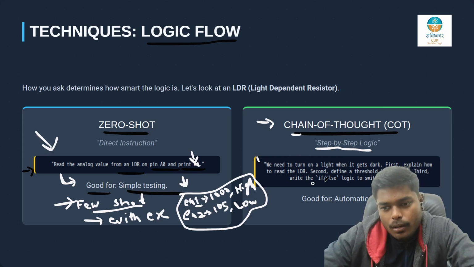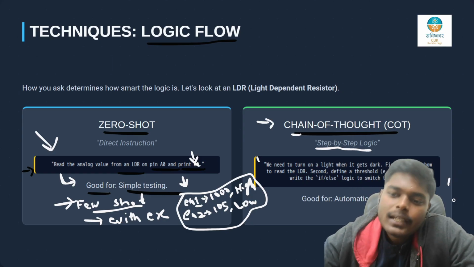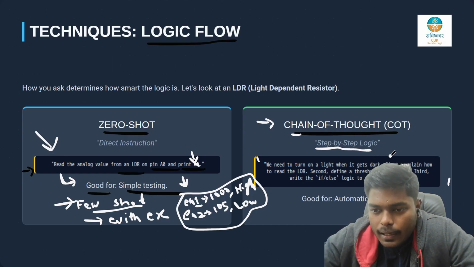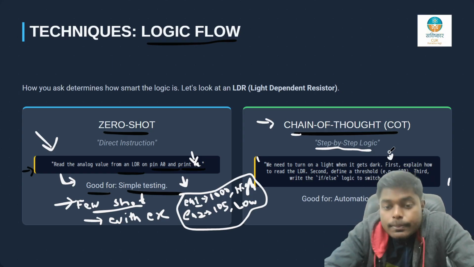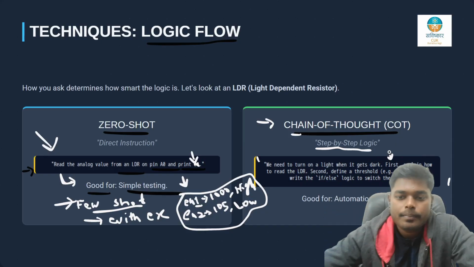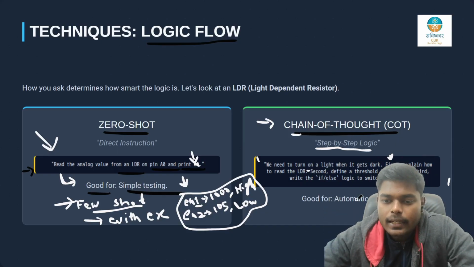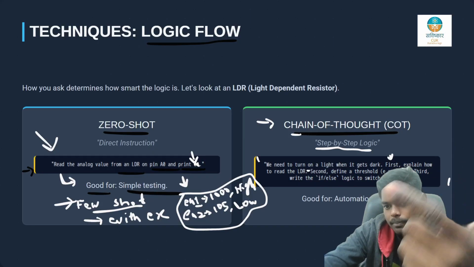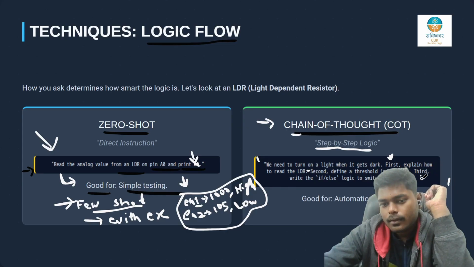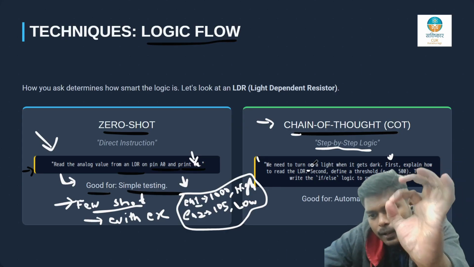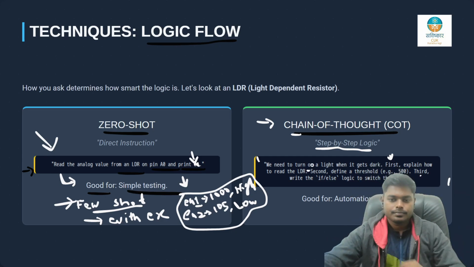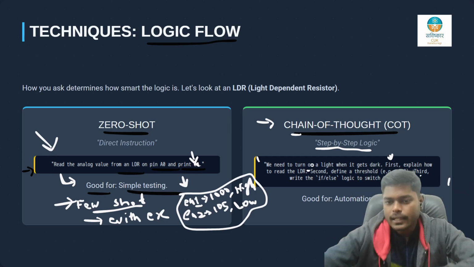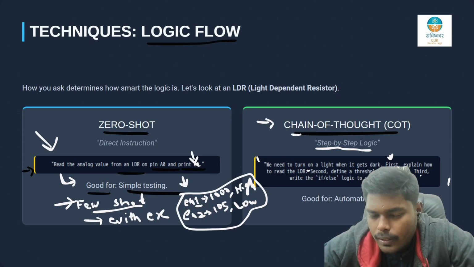So here I have one prompt for the same thing. We need to turn on a light when it gets darker. Here you can see the words. First, explain how to read the LDR. Then second, define a threshold like 500, giving an example. Third, write the if else logic to switch the LED. What do you understand from this? What do you understand by this?